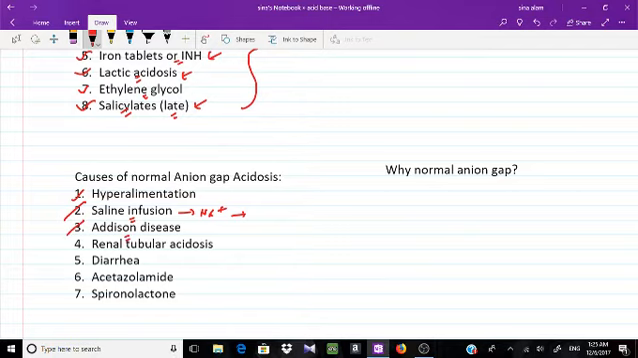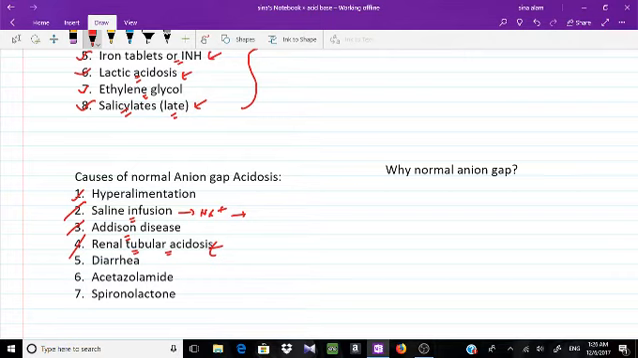Addison's disease, what happens here? There is a decrease in the aldosterone, and when the aldosterone is decreased, there is an increase in H plus, because you know what the aldosterone does. Aldosterone causes the secretion of potassium and H plus, and reabsorption of sodium and water. But now if there is less aldosterone, this cannot happen, and the H plus goes high in the body, because the body cannot get rid of the H plus, and there is normal anion gap acidosis.